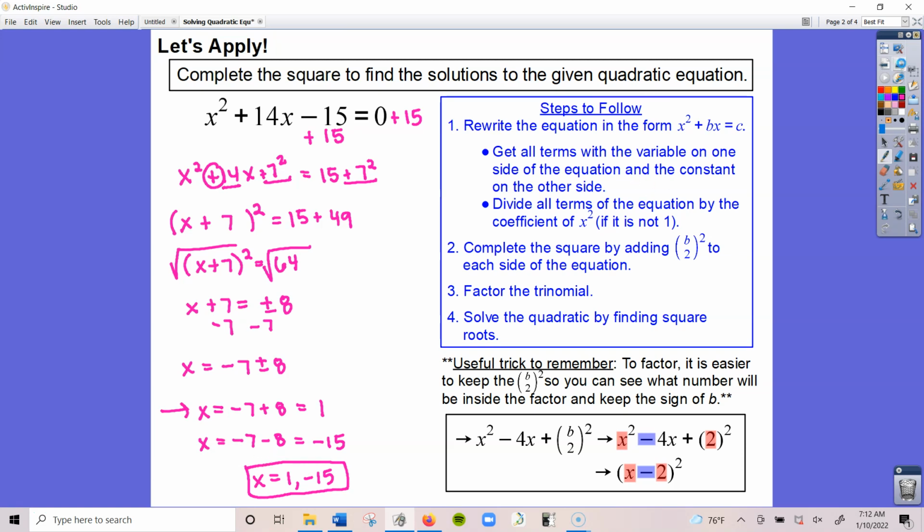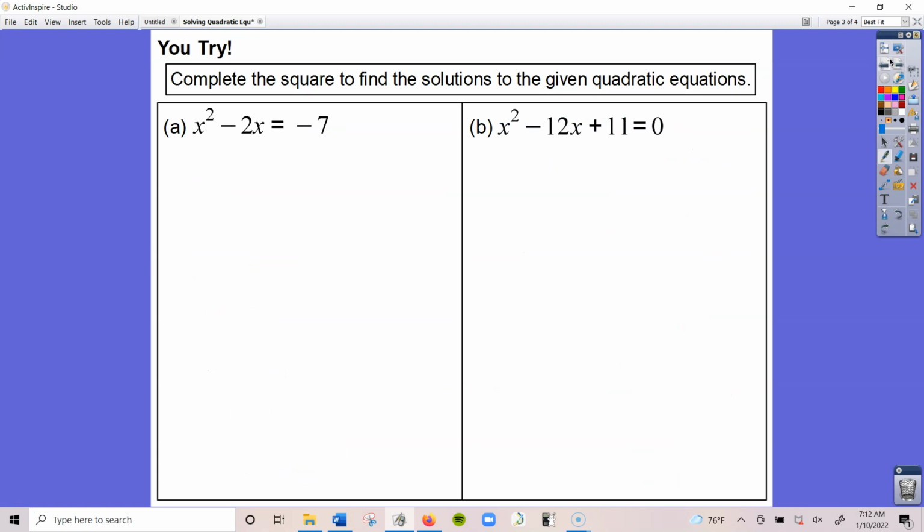Let's try that again. We got here x squared minus 2x is equal to negative 7. Here, we don't have to worry about moving anything to the other side because the negative 7 is already here. So I am now going to complete the square. x squared minus 2x, I'm going to add a number here, is going to equal negative 7 plus, and I'm going to add another number here.